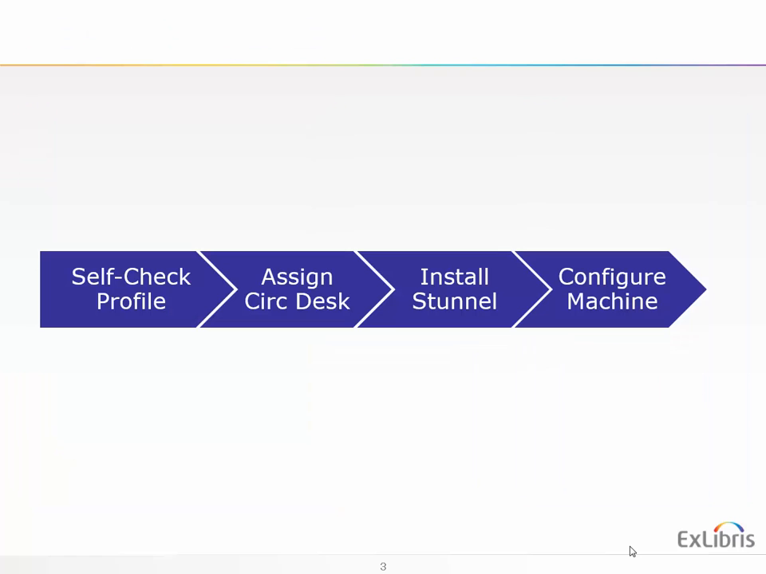In order to set up the self-check integration in Alma, you must make the following configurations. First, create a self-check integration profile. The profile defines the activities allowed by the machine. It can also support a group of machines if they all provide the same services. Second, assign the profile to a circulation desk. Each profile is associated with only one circulation desk and vice versa. Third, install and configure S-Tunnel. And fourth, configure the self-check machine to communicate via the S-Tunnel server.